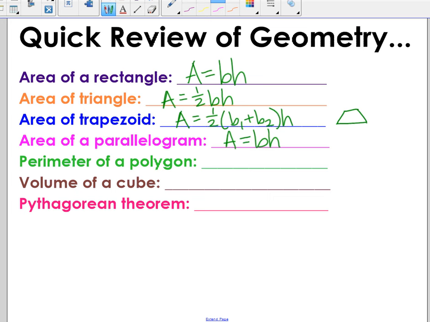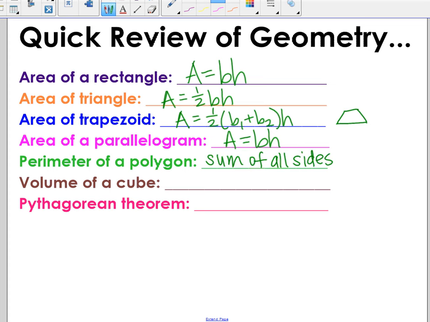And perimeter of a polygon. Perimeter, we're talking about what's going on the sides around. So you are just going to take the sum of all the sides, however many there are, whether there's 3 or 12 or whatever. Okay.